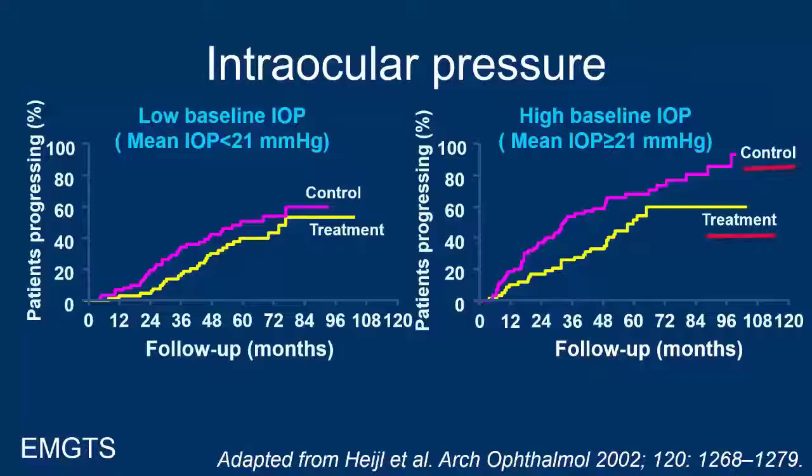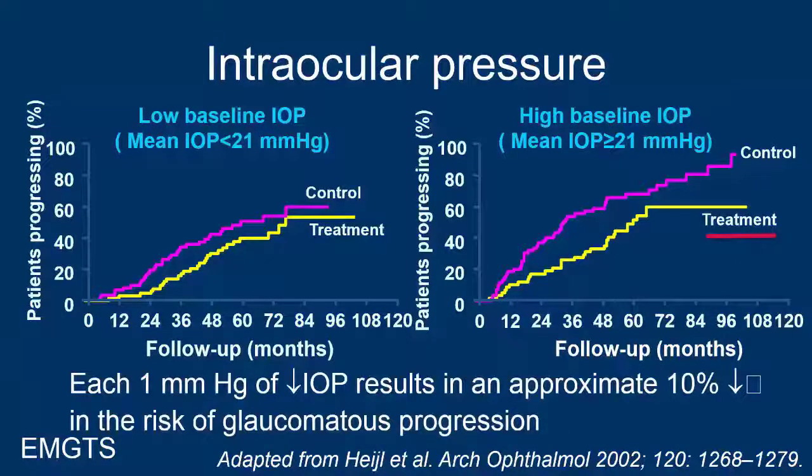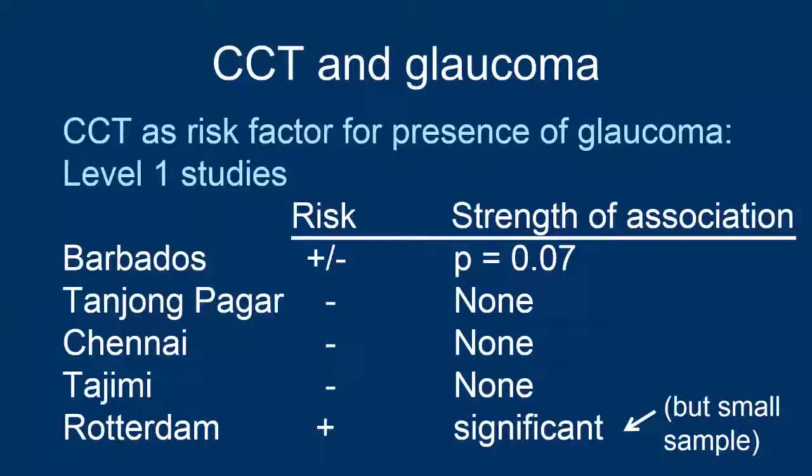And what they found is that in the treatment arm, for each 1 millimeter of mercury reduction in intraocular pressure, you would achieve a 10% reduction in visual field progression. And so that really gave us the strong, robust evidence that lowering intraocular pressure significantly reduces the chance of progressive glaucomatous visual field loss. Then central corneal thickness is a bit controversial as a risk factor.